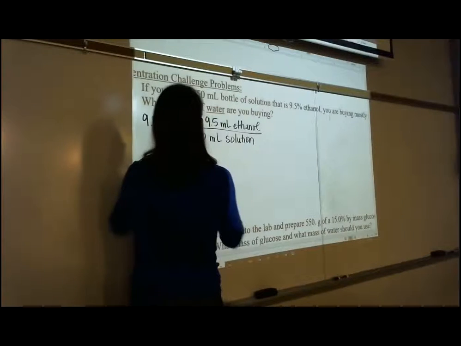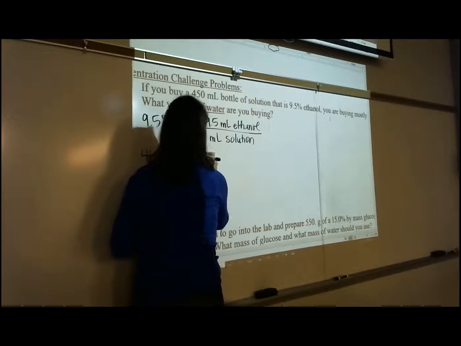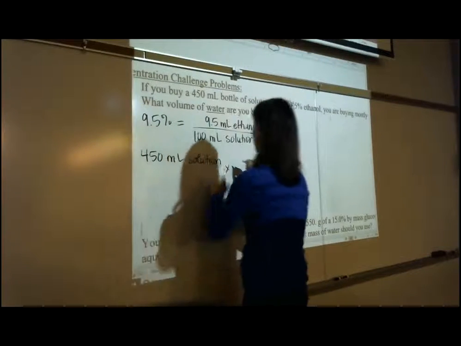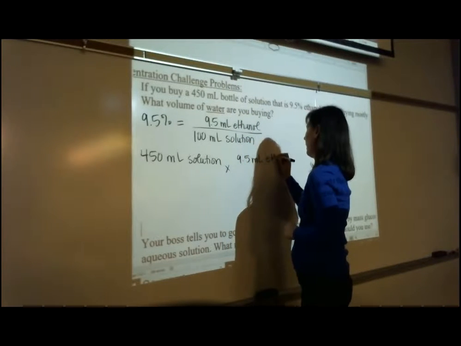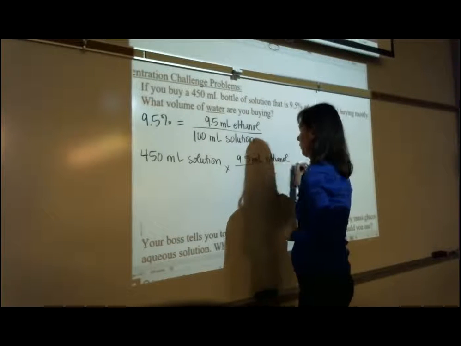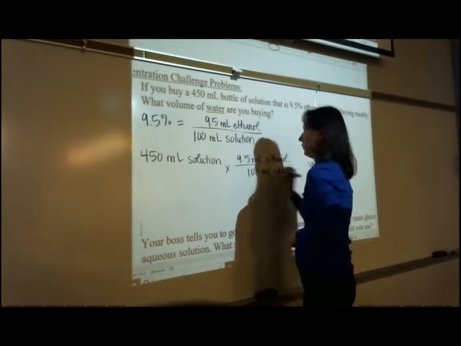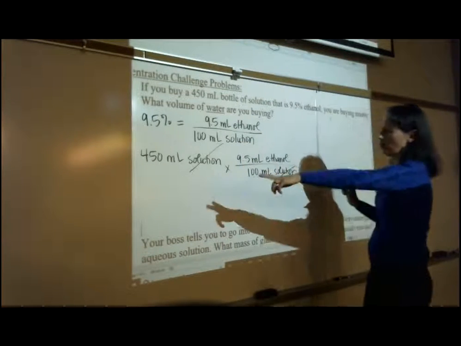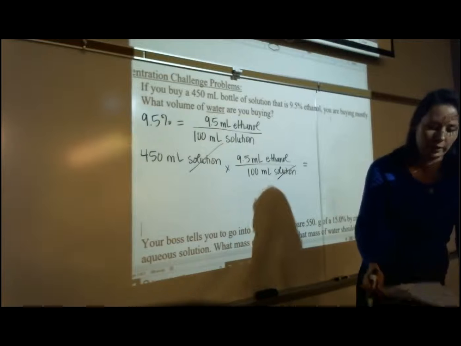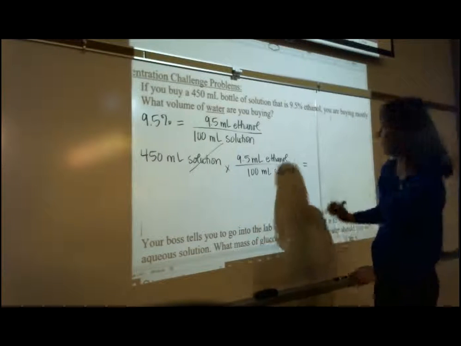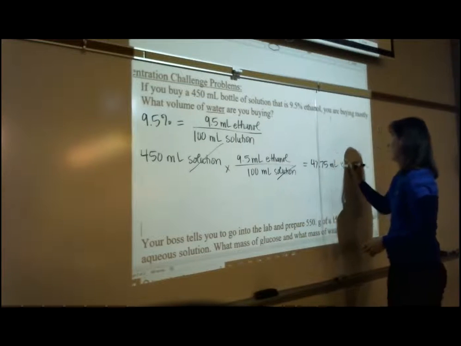Okay, so if we've got 450 milliliters of solution, we can just use this as a conversion factor. 9.5 milliliters ethanol for every 100 milliliters solution. Right, so solution cancels out. So 450 times 9.5 divided by 100, I came up with 42.75, right? So that's milliliters of ethanol.